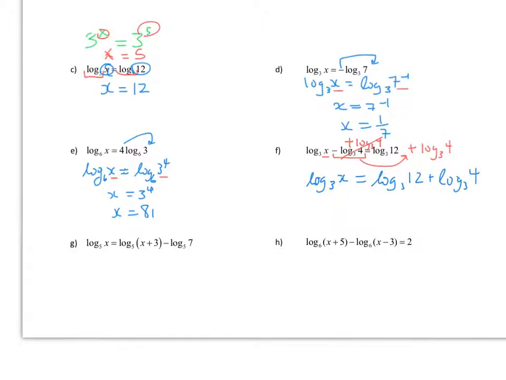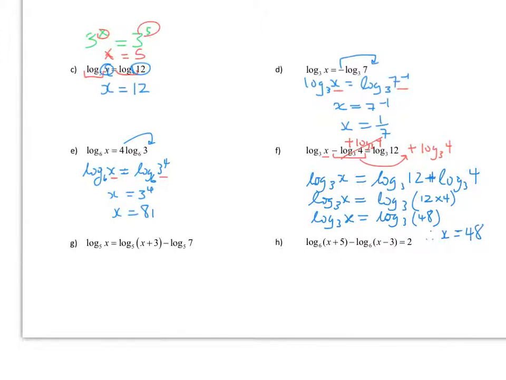Now we had a law yesterday, or last class, that we could write these as a single logarithm here. That's going to equal the log, and that could be 12 times 4. And 12 times 4 is 48. So that means that x has to equal 48. Okay, so see how the log laws come into play with this one.